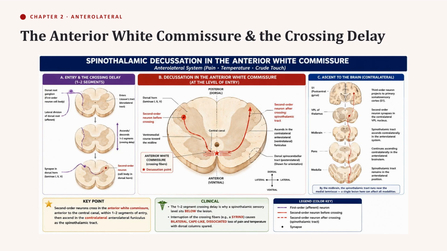And that gives the 2 clinical payoffs in the boxes at the bottom. First, the crossing delay. Because fibers ascend 1 to 2 segments in Lissauer's tract before they cross, the sensory level sits below the lesion, the detail that keeps you from mislocalizing by a segment. Second, the classic. Interrupt those crossing fibers in the center of the cord, a syrinx, and you get a bilateral, cape-like, dissociated loss of pain and temperature, with the dorsal columns untouched. That cape is the anterior white commissure being cut right where you're looking.